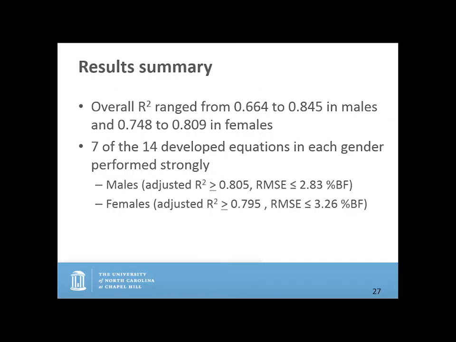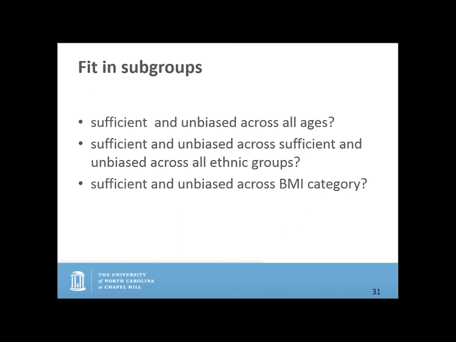And I'm just going to show you this summary slide, which will tell you that the R-squares range from around 0.6 to over 0.8, and a little higher in males than females, maybe because we didn't have hip measurement in NHANES, unfortunately, I don't know. 7 of the 14 equations in each gender we felt performed very strongly with R-squares very close to 0.8 and root mean square errors around 2 to 3.